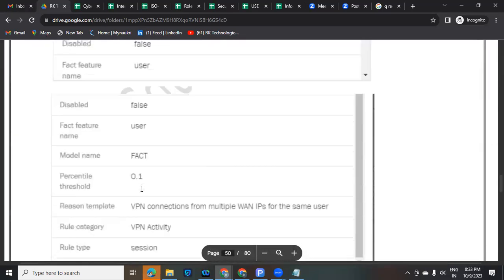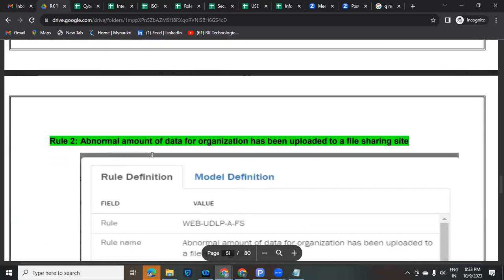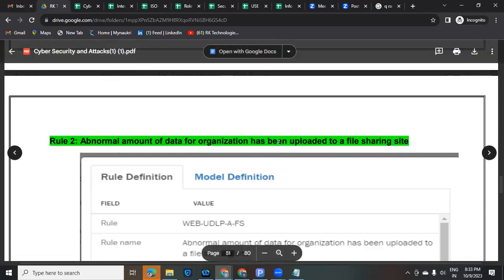Second correlation rule is for abnormal amount of data for organization has been uploaded to a file sharing site. Can you give a possible use case? Which log sources' logs will identify this one? Abnormal amount of data for organization has been uploaded to a file sharing site.